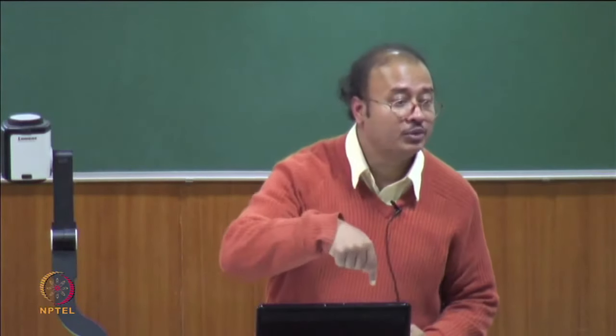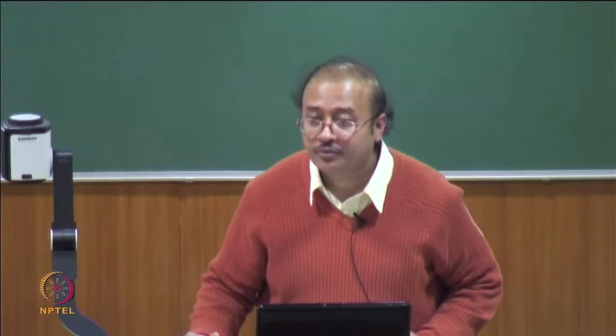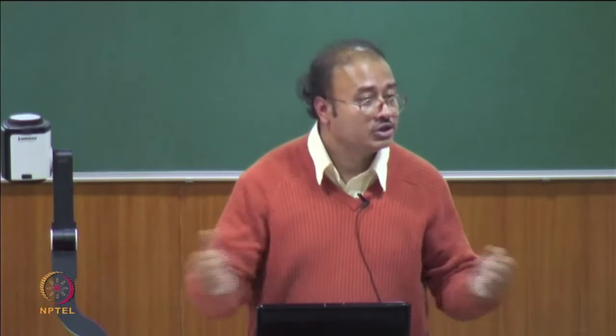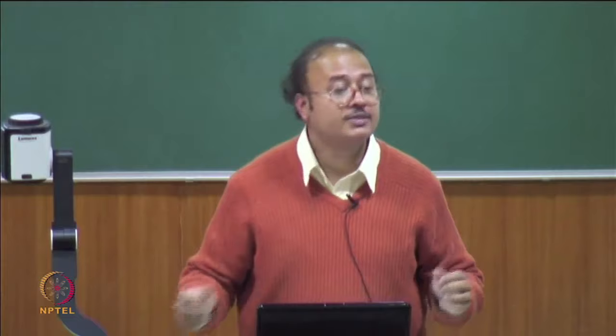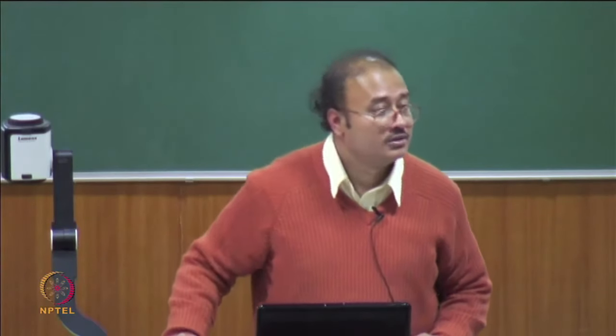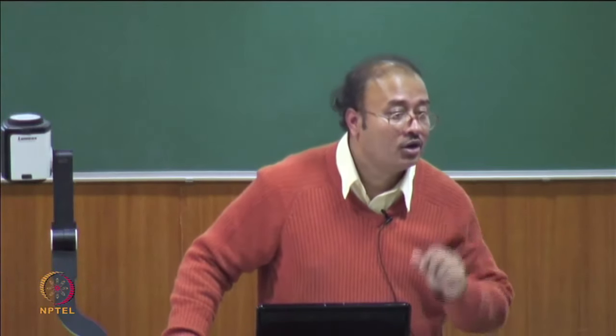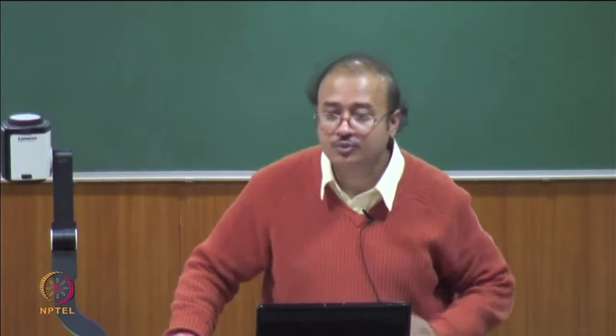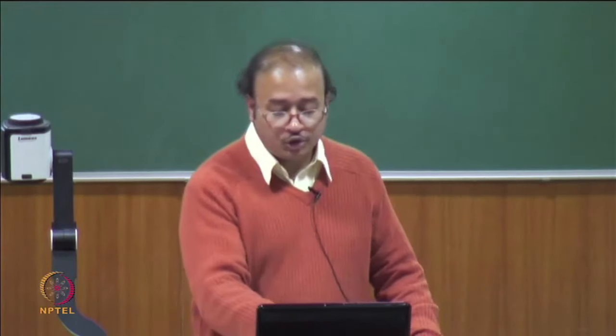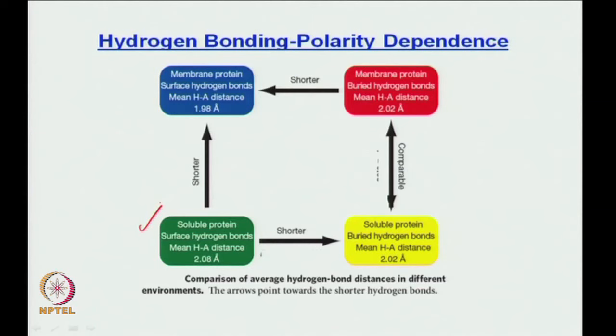If it is going to the buried portion, your D will be lower, hence it will not be able to shield the corresponding charges, and hence the bond will be stronger. Hence, the strength of the bond is signified by a lower bond length. So it is about 2.02 angstroms. Now you go to the membrane protein, buried hydrogen bonds. You have taken a membrane protein and put it inside a membrane. The buried hydrogen bonds are in the core. Whether you take a membrane protein or a soluble protein, the core is always hydrophobic. Hence it is logical that they would be similar.